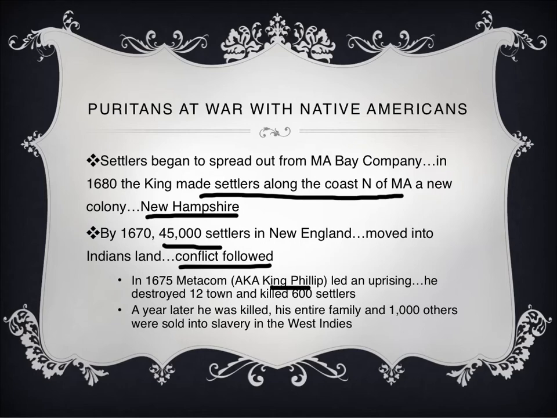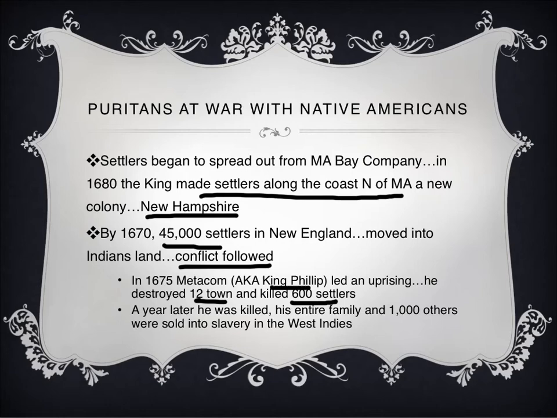And he says, okay, that's enough. Enough is enough, man. Keep taking more and more land. What are we going to do? Well, he decides to attack. He destroys 12 towns and kills 600 settlers. That's a lot. All right? A year later, though, he is killed.